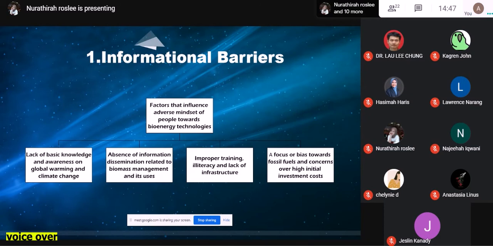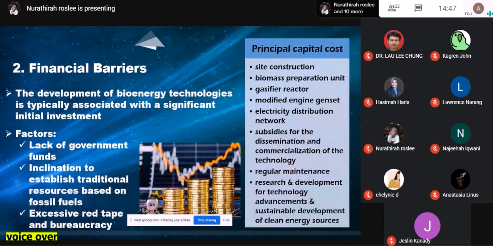Moving on to the second challenge, which is the financial barriers. These barriers are caused by the fact that the development of bioenergy technology is typically associated with a significant initial investment. The factors which contribute to the barriers are lack of government funds, inclination to establish traditional resources based on fossil fuels, excessive red tape, and bureaucracy.